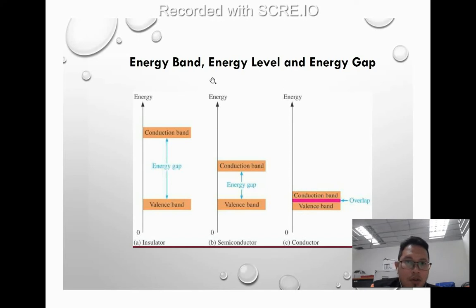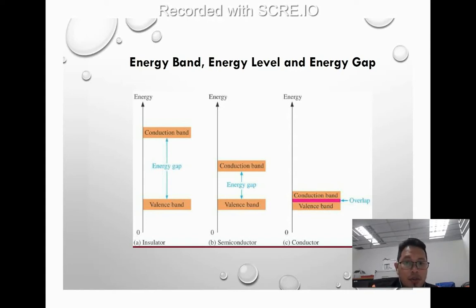Okay, so this is the comparison. We have insulator, semiconductor, and conductor, where each material possesses different conduction and valence bands, and this is a level of energy. For an insulator, the energy gap between the conduction band and the valence band is high, and for a semiconductor it is a bit lower, whereas for a conductor, the conduction and valence bands are overlapping.